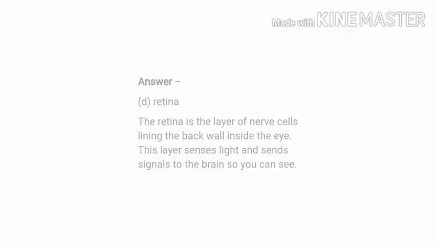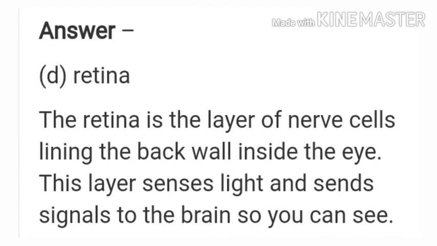So answer is D, retina, because the retina is the layer of nerve cells lining the back wall inside the eye. This layer senses the light and sends the signal to the brain, so you can see.